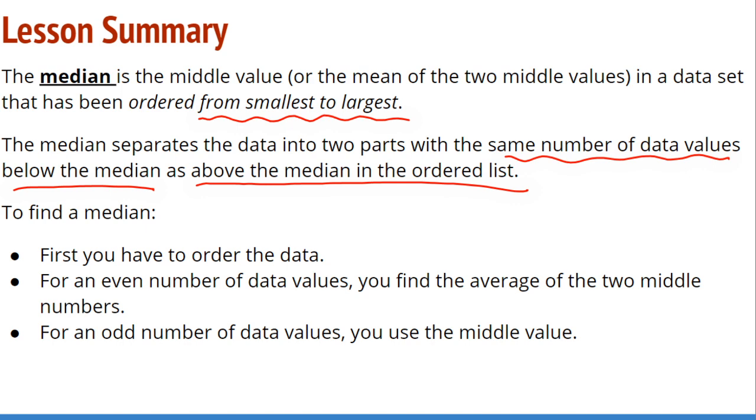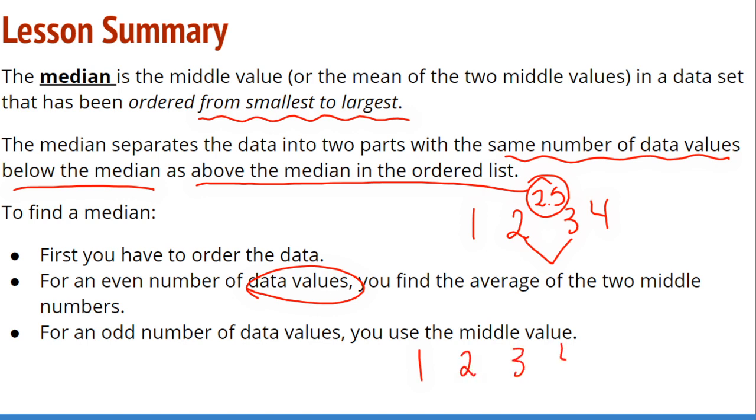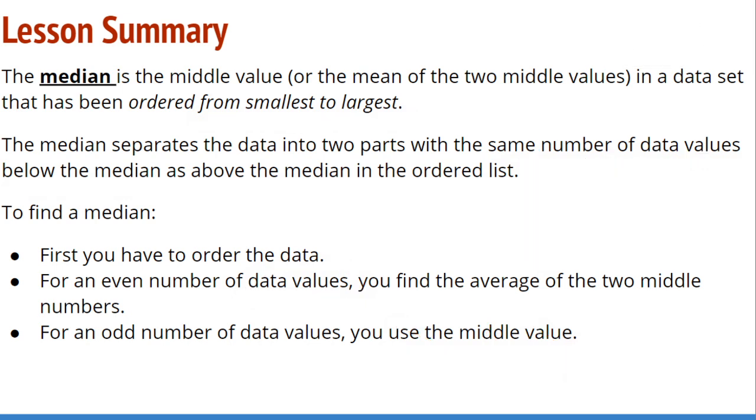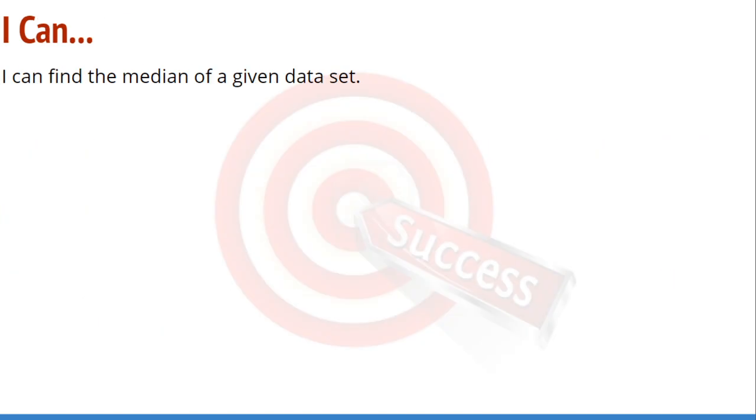If there are an even number of data values, if I've got 4 of them, 1, 2, 3, 4, I have to average the 2 middle ones. If I have an odd number of data values, 1, 2, 3, 4, 5, I just need the middle. 2 over here, 2 over here, here's the median. So, hopefully you are feeling a little bit confident that you can put the numbers in order from least to greatest and that you can find the middle number that is known as the median. And that concludes Module 6, Lesson 12.